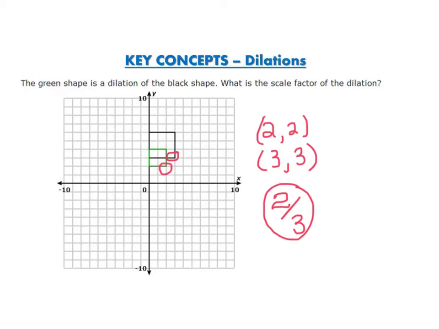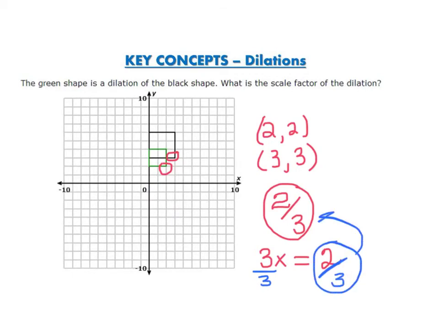And if I was going to set this up as an equation, I would say 3 times what number equals 2? Because I'm going from 3 to 2. And when I divide both sides by 3, I get 2/3. So that's, in all reality, what I'm doing. I'm actually solving an equation, and that's how I'm getting to it.